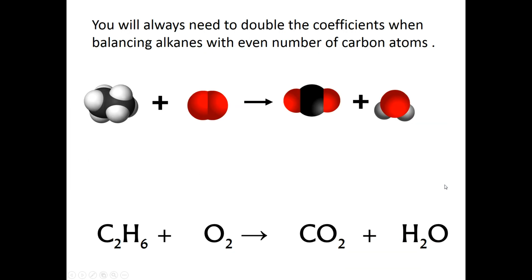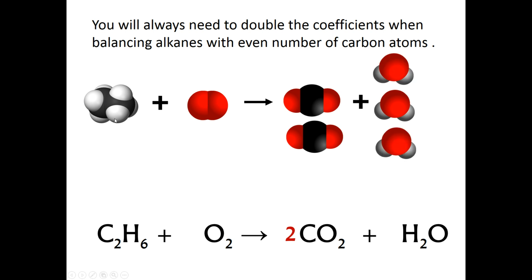Now, if I have an alkane that has got an even number of carbon atoms, so like ethane, then you need to do an extra step, which is this doubling. And I'll show you why, because here I've got 2 carbon atoms. If I've got 2 carbon atoms, I need 2 CO2s to be formed to balance my number of carbon atoms. I have got 6 hydrogen atoms here, so I'm going to need 6 hydrogen atoms there, which means I need 3 water molecules.